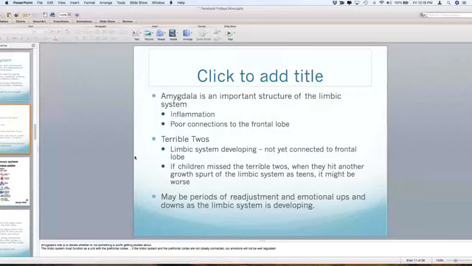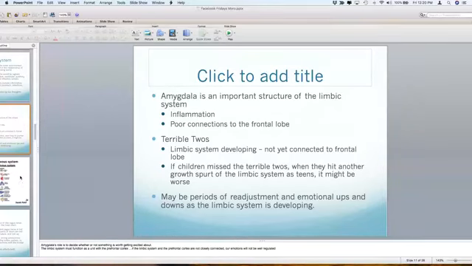And if children miss the terrible twos, and you're like, oh, I was so lucky, kind of like me, I have a son, another son who missed the terrible twos. When they hit the other growth spurt of the limbic system, when they're in their teens, then it could be a lot worse. They could be really moody. They could have a lot of maybe depression or other types of mood disorders, or being teenagers, we know they're typically a little bit cranky. So there may be periods of readjustment and emotional ups and downs as the limbic system is developing.